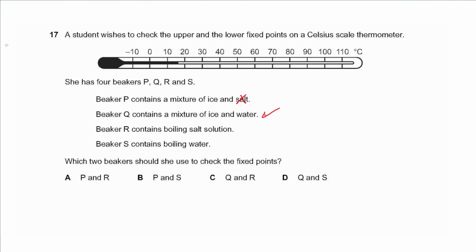At 0 degrees Celsius, the ice is melting. Beaker R contains boiling salt solution. No salt again. Beaker S contains boiling water. That is the 100 degrees Celsius. So we need Q and S. Which two beakers should she use to check the fixed points? That would be Q and S. So the answer is D.